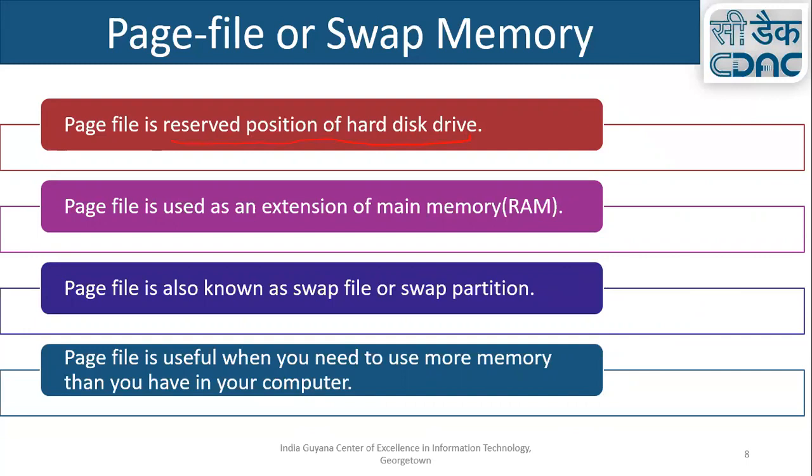So sometimes what happens? You have 4 gigabytes of RAM, but your program size may be 8 gigabytes or something more. You require more than 4 gigabytes of RAM. So what happens? Some part of your hard disk is also used as main memory, and that is known as swap memory. Getting the idea or not?